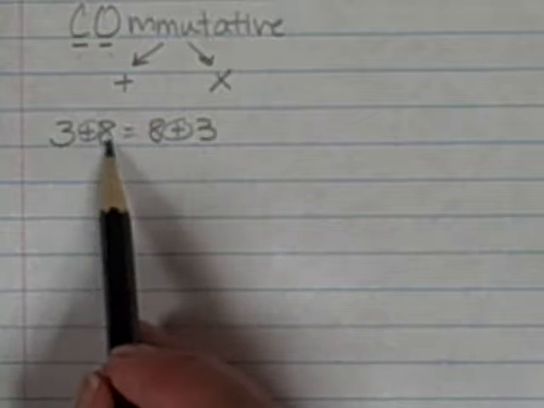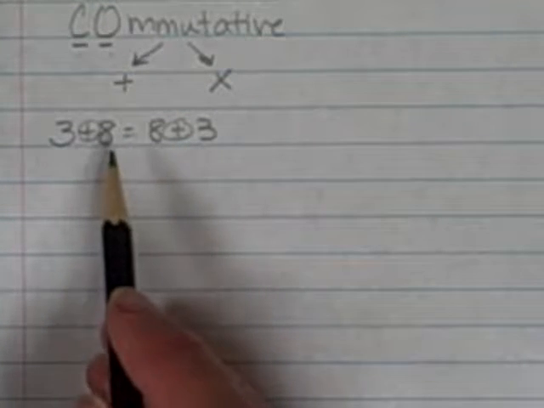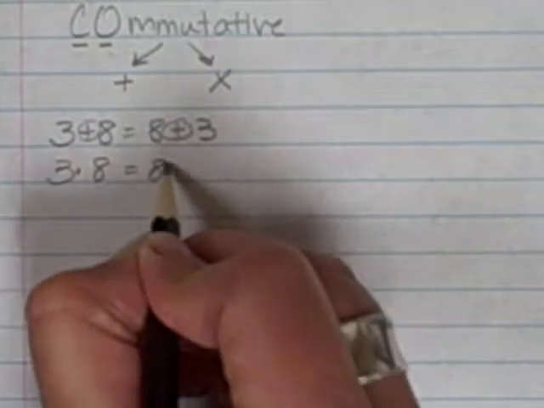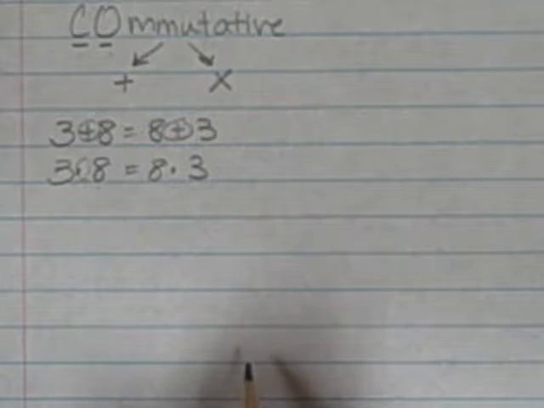So in this case, the 3 and the 8 changed order. Adding is in between it, so this is the commutative property of addition. If I had 3 times 8 and it becomes 8 times 3, because the multiplication is in between, that is the commutative property of multiplication.